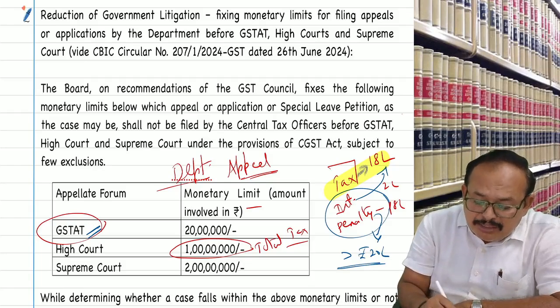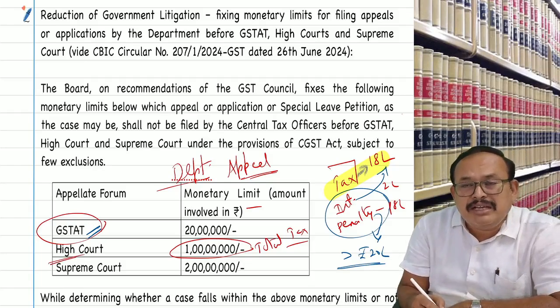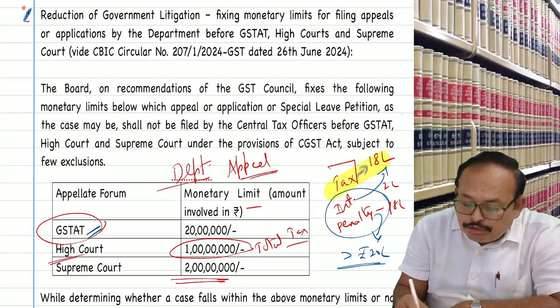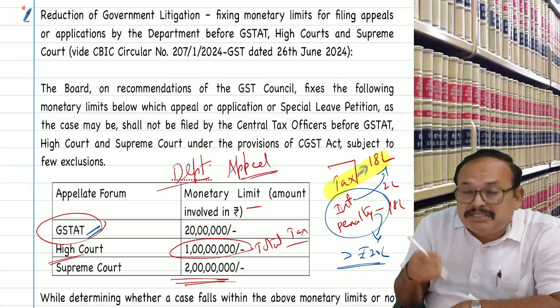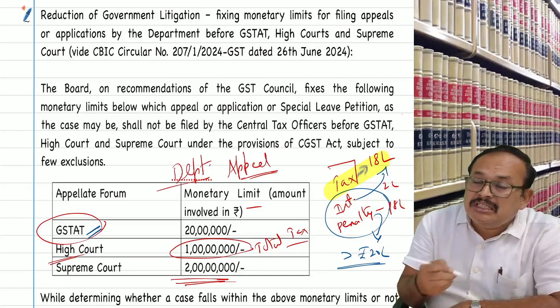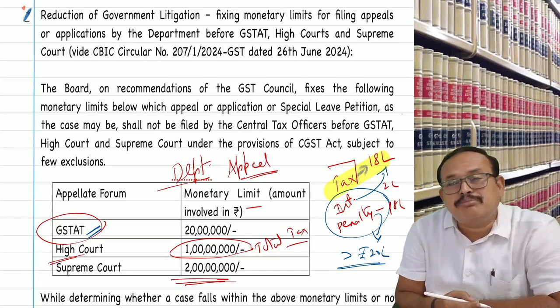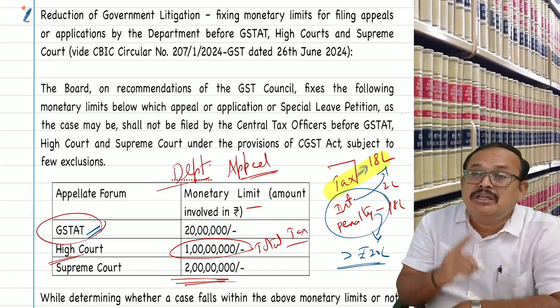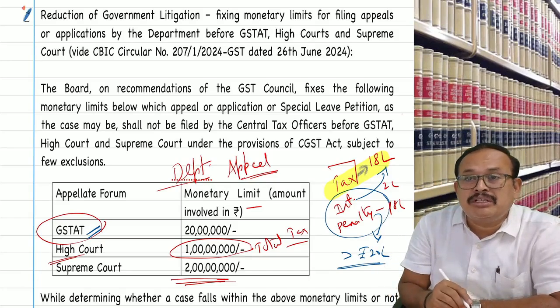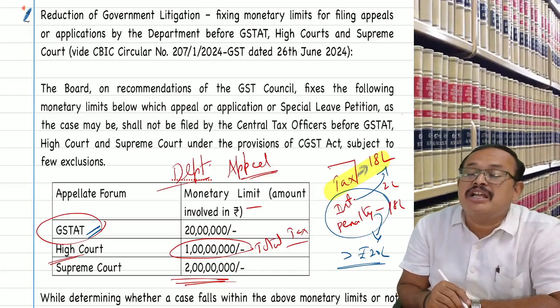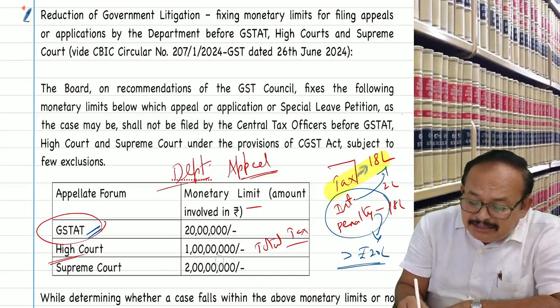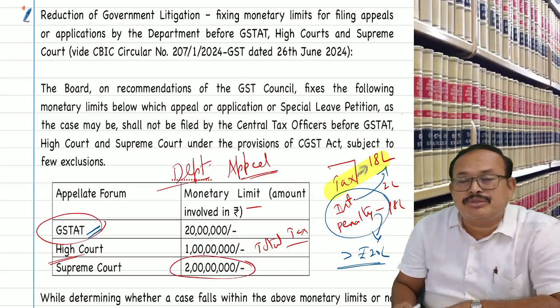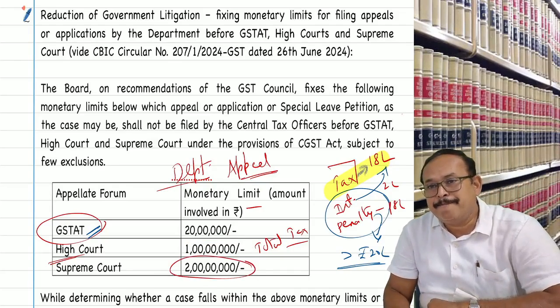If the High Court gives a judgment where the tax portion involved does not exceed 2 crores, against the department, in that case the department is not allowed to go to the Supreme Court against the order of the High Court if the tax amount does not exceed 2 crores. You get my point, sir?